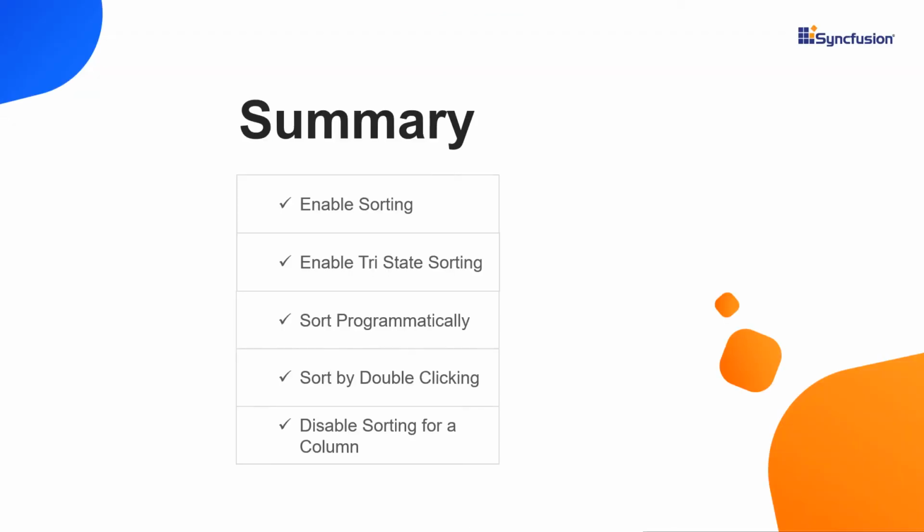Finally, let me summarize the main points. I explained the steps to enable sorting and how to enable tri-state sorting. Also, I showed you how to sort columns programmatically, sort column by double-clicking, and finally I showed you how to disable sorting for an individual column.